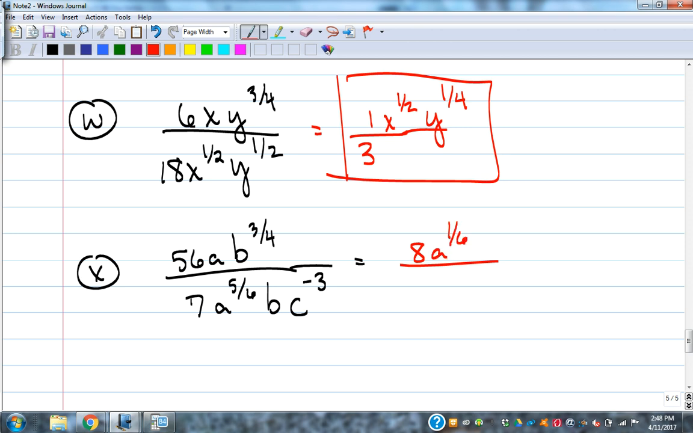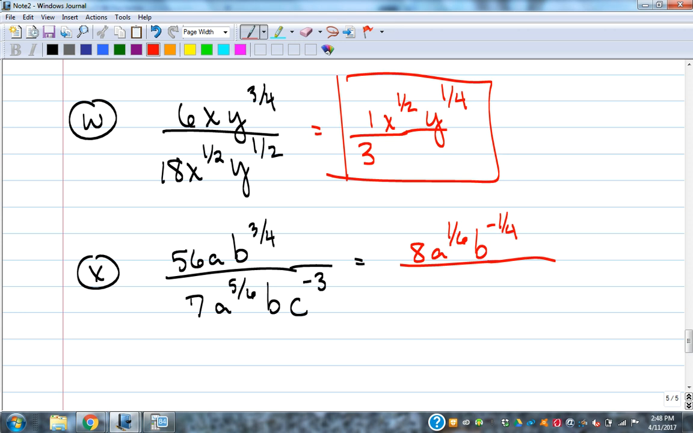What about the b's? B to the -1/4, wouldn't it? B to the 3/4 minus 1 would be -1/4. I always put my answer in the top and then fix it. That's the best. I think that's a best practice.